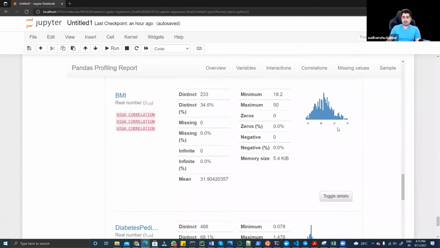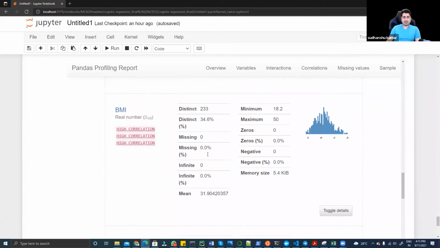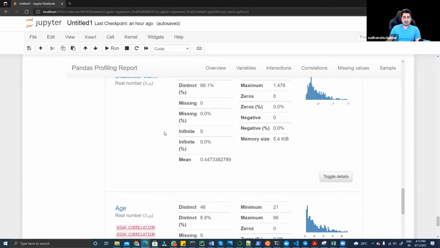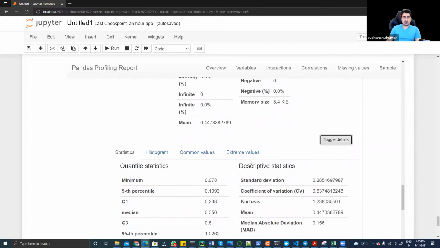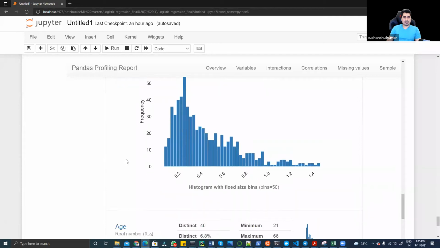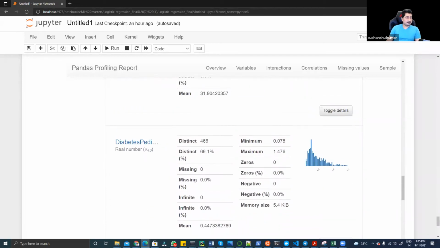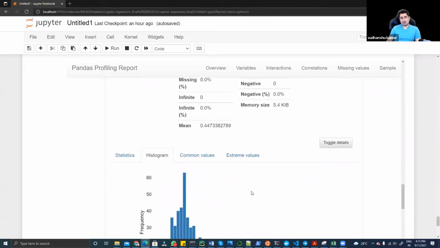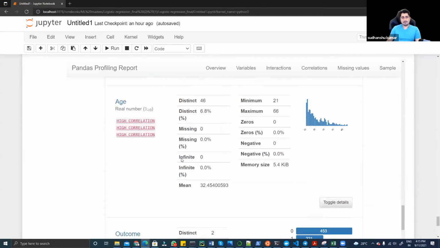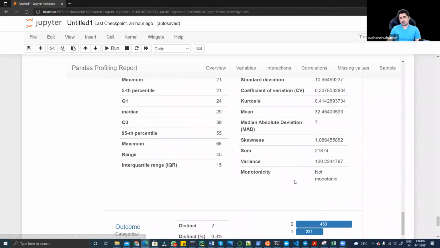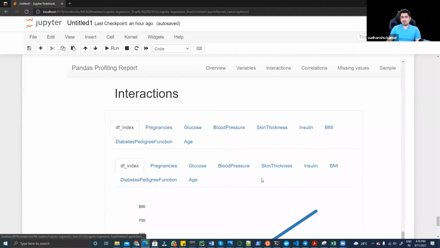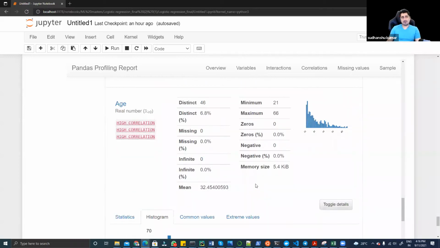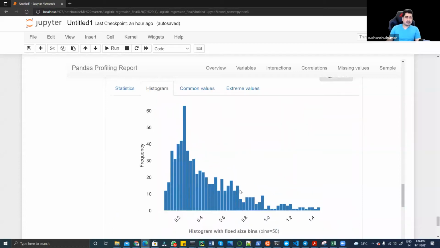BMI, so yes, this is a normal distribution that we are able to find. Diabetes pedigree function, maybe I can do a little more treatment over here, because this data set still looks skewed to me. And age over here, still skewed, yes. So there are some columns which we are able to fix, and there are some columns where I'll have to do something else by which I will be able to perform this kind of operation.